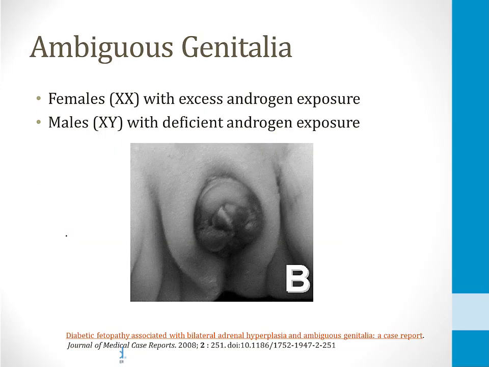And this is a picture of what ambiguous genitalia can look like. You can see how it's difficult to tell whether this baby is male or female. And anytime you see something like this in a board question, what you want to think about is the underlying physiology. This occurs in females who have excess androgen exposure or males that have an X and a Y chromosome that have deficient androgen exposure.